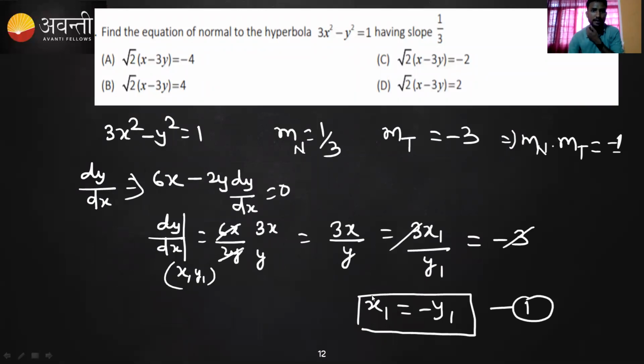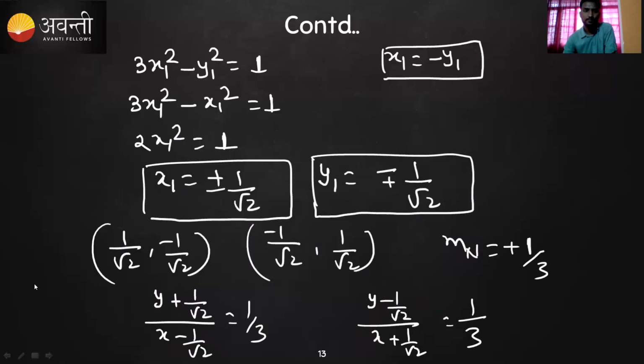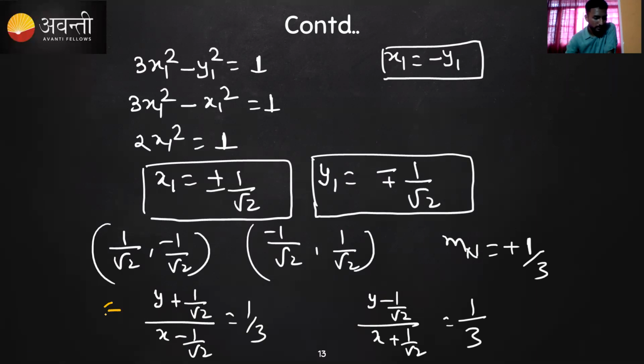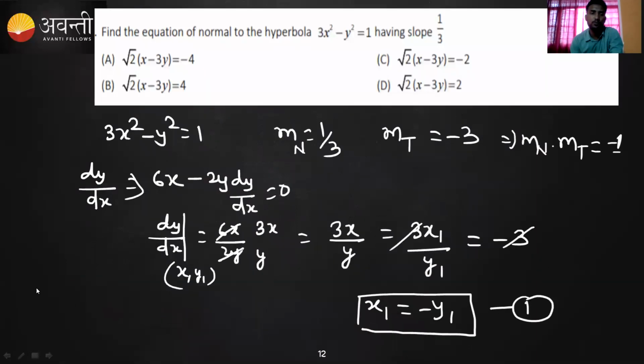So you can easily find this equation, and from here what you will get is root 2. If you solve this, you can also simplify these things, right? So what we can do, it will be root 2 into x minus 3y is equal to, so this will be the correct answer. Just simplify it, you will get this equation, right? I hope it is clear to all of you guys.